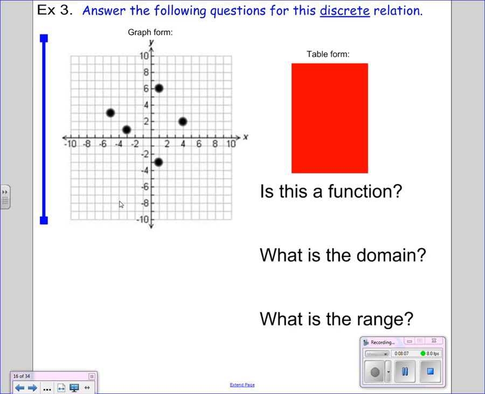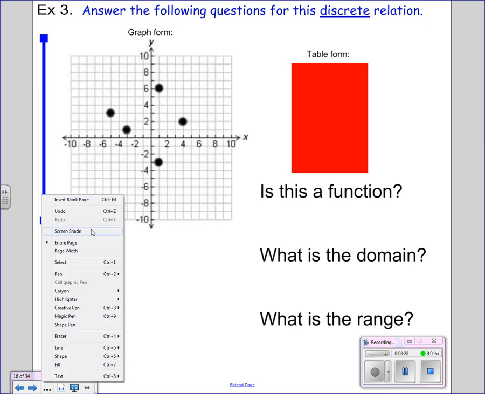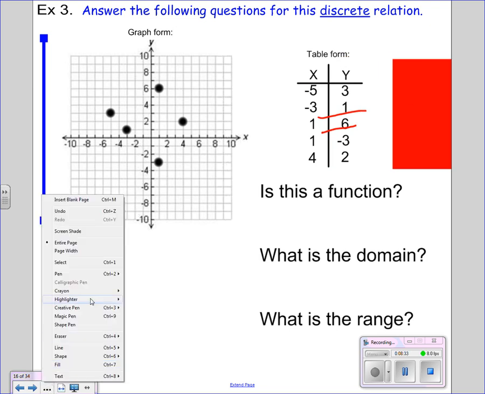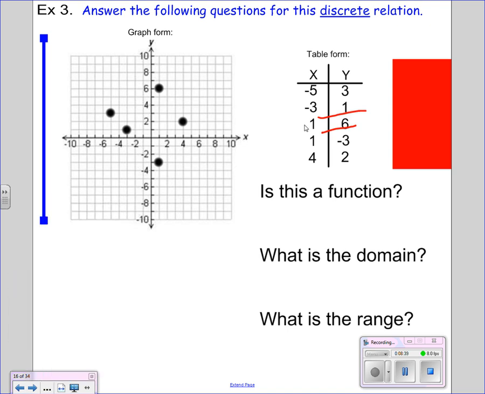So let's answer this question together. This is a discrete function because, again, it's broken or not connected. So if I were to take all the ordered pairs and put it in its table form, this would be the table. All right. So you can see all the x values with their corresponding y. So at negative 5, the y value is 3, and so on and so forth.